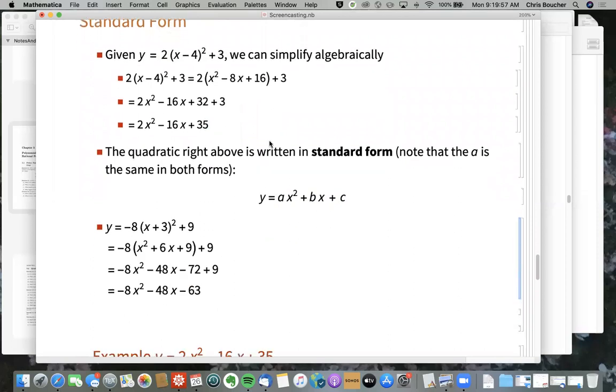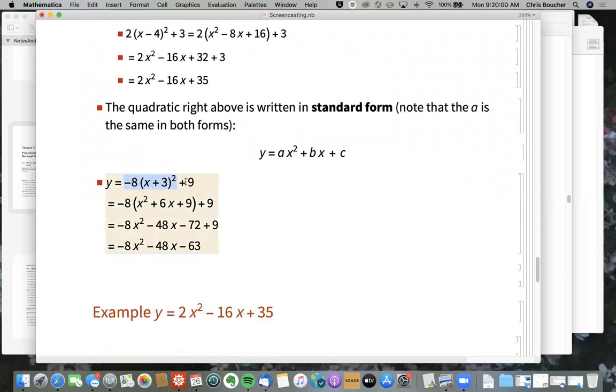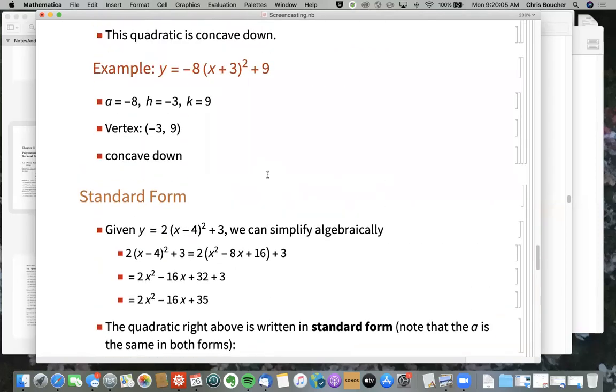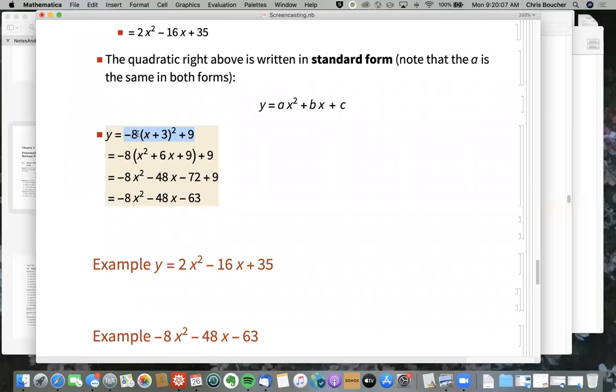So here's another example that we can work through. Here I am in vertex form. I think this is one we looked at quickly up above. If I square the binomial first, square the first is x squared, twice the product of the two is 6x, square the second is 9. Multiply the -8 through the parentheses, and I get -8 times x squared, -8 times 6x is -48x, -8 times 9 is -72. And then combine the two like terms, the -72 and the 9, and I wind up with this in standard form.